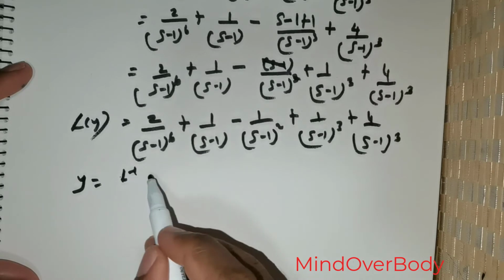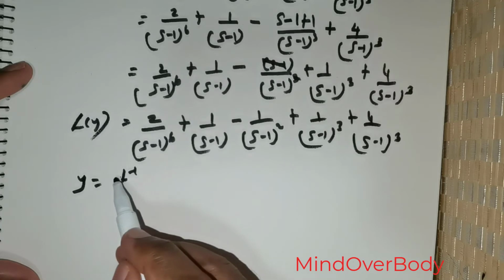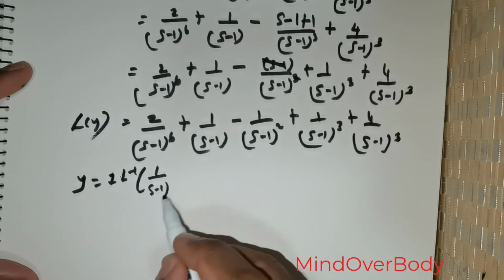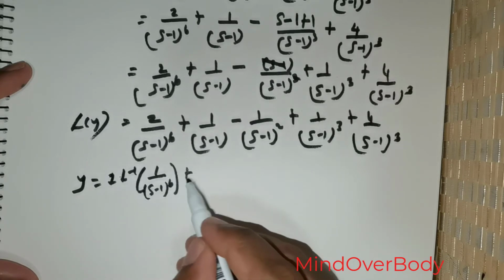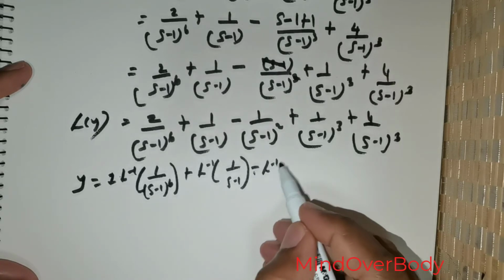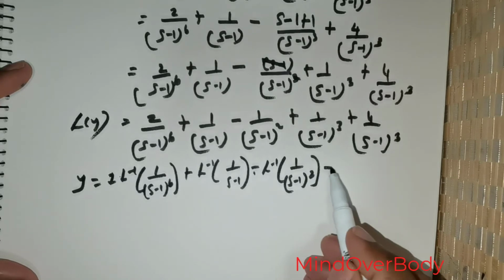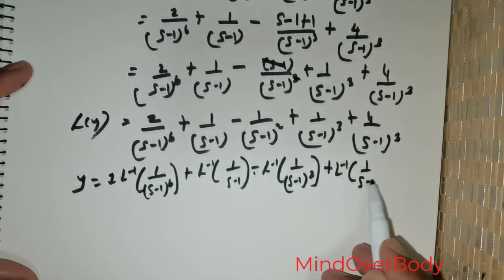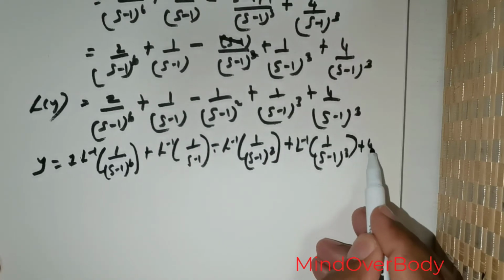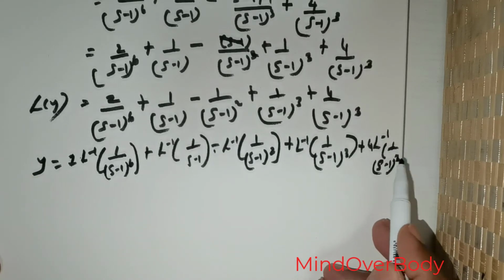So it's going to be L inverse of 2 over (s − 1)^6. However, I'm going to take the 2 out and write this as 1 over (s − 1)^6, positive L inverse of 1 over (s − 1), followed by L inverse of 1 over (s − 1)^2, L inverse of 1 over (s − 1)^3, positive 4 times L inverse of 1 over (s − 1)^3.